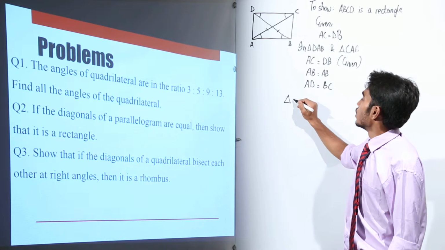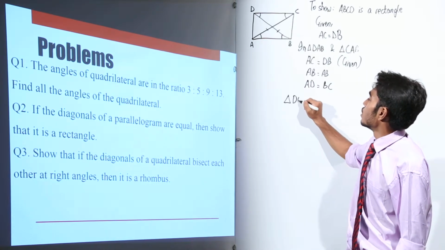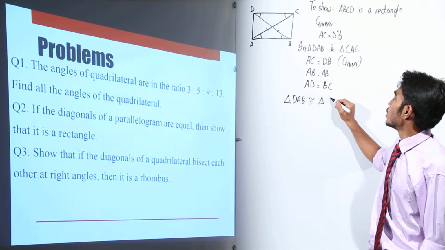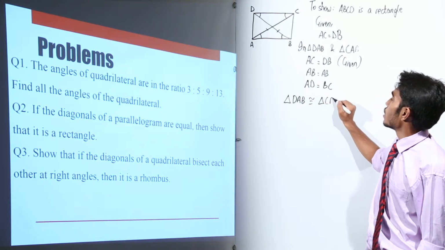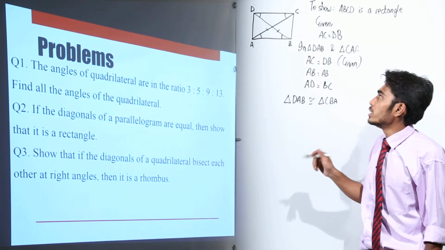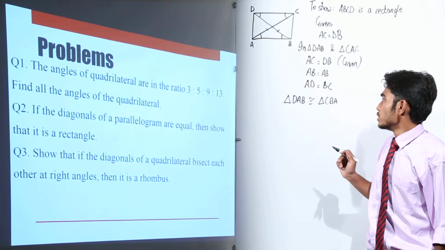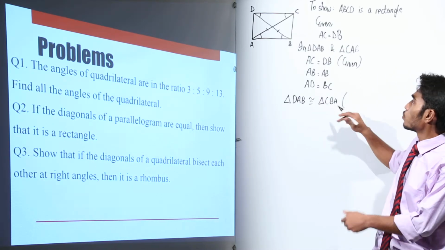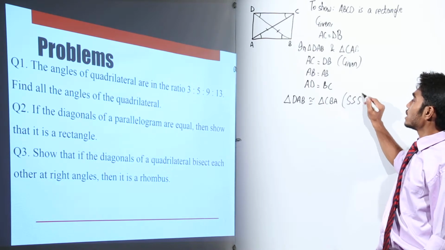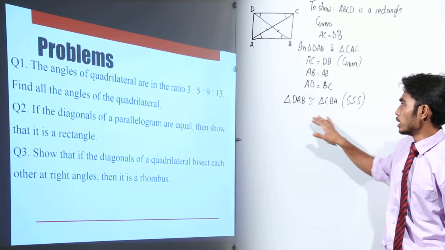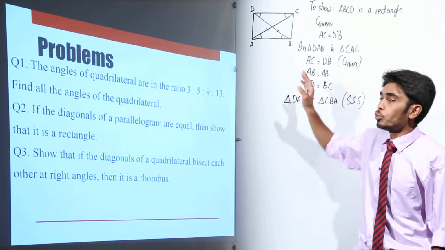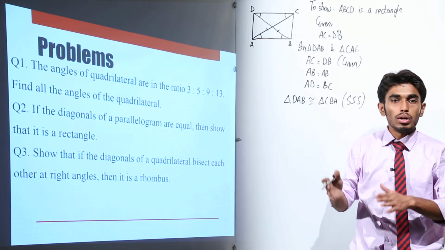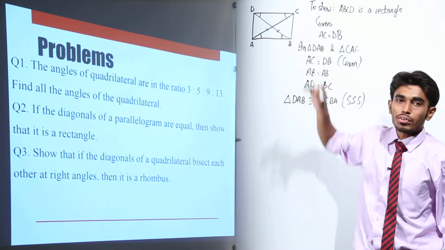So this is nothing but SSS, that is the side side side congruence rule. So I can write triangle DAB is congruent to triangle CBA. These two triangles are congruent by the SSS congruence rule. Now because the two triangles are congruent, all the angles of one triangle would be equal to the angles of the other triangle.